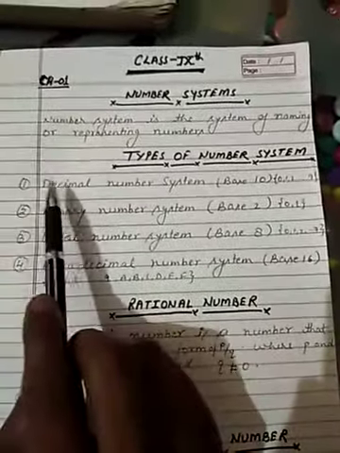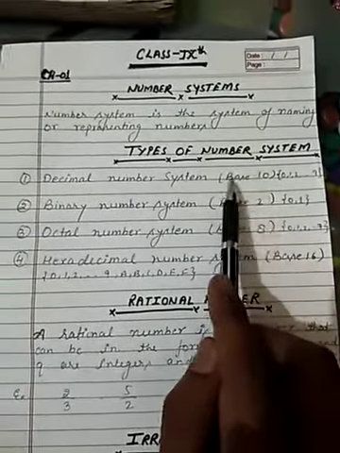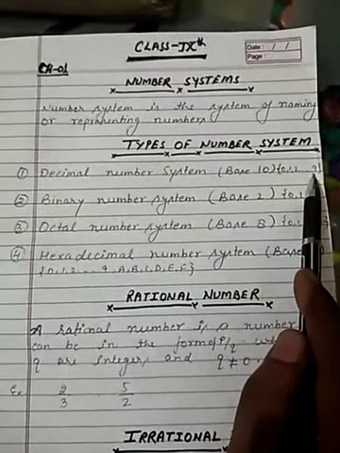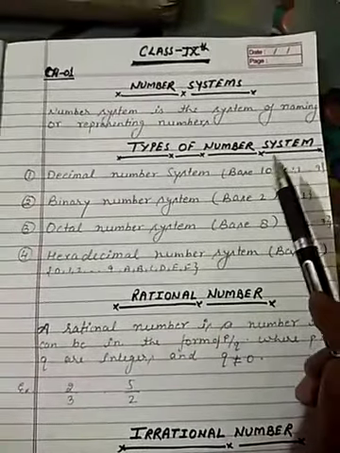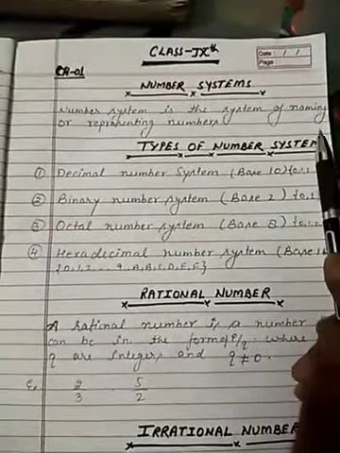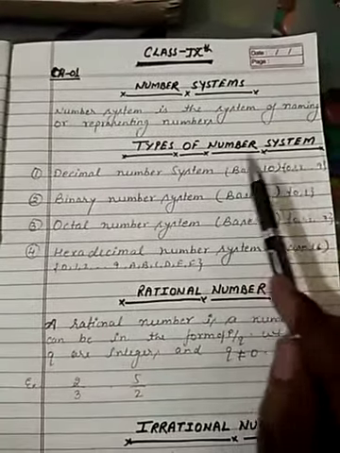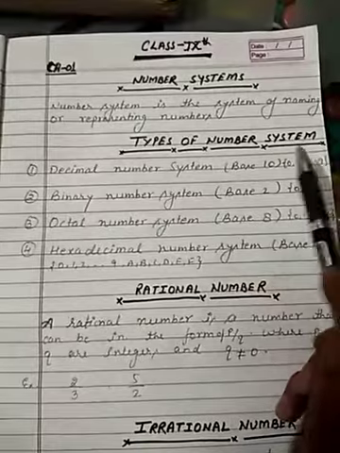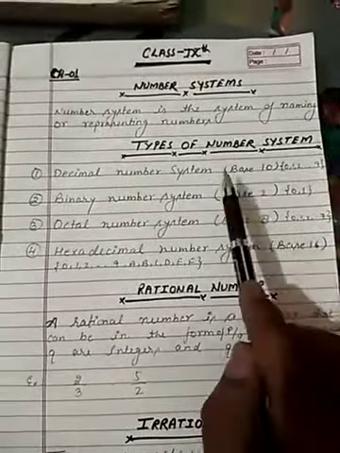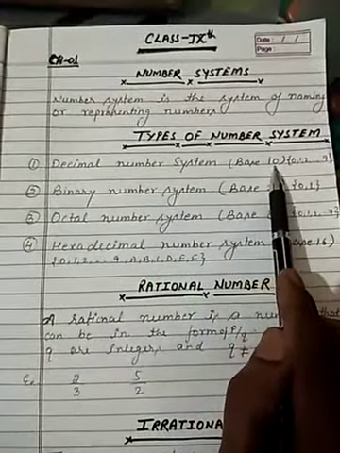In the decimal number system, the base is always 10. The base is always 10 means that you use the digits 0 to 9. For example, we write 24, so 4 is one digit. So we use 20, 21, 22, 23, 24, 25, and so on up to 29. So the base of the decimal number system is always 10.